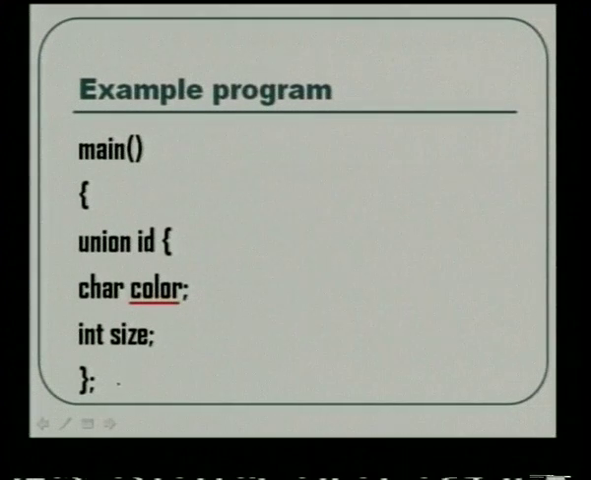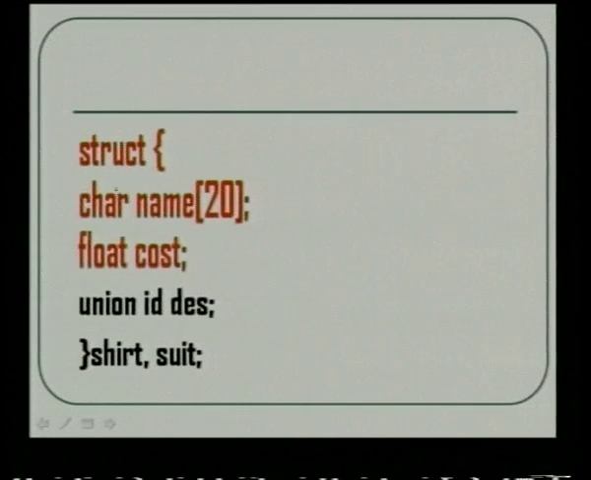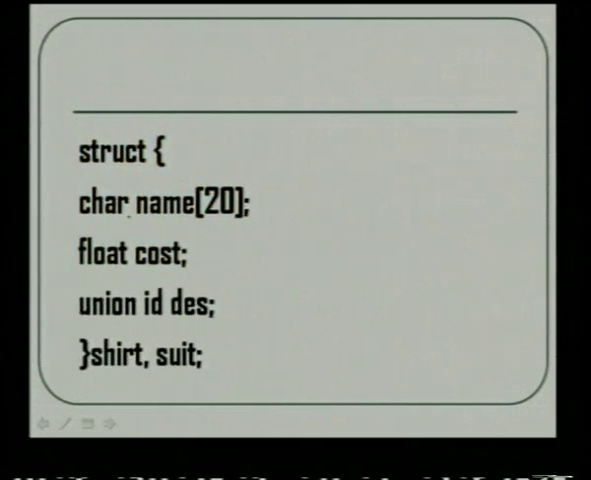The union is closed over here, no variables are declared, and then you are having the declaration of a structure using the struct keyword. Here no tag is mentioned, because here we are not going to use structures. We are just defining a structure, under that we are using this union keyword. Union ID, ID is the tag, DES is the variable which is created for that union, and under this you are having shirt and suit, which are nothing but variables of this struct. So, this is the way you declare or define a union inside a structure.